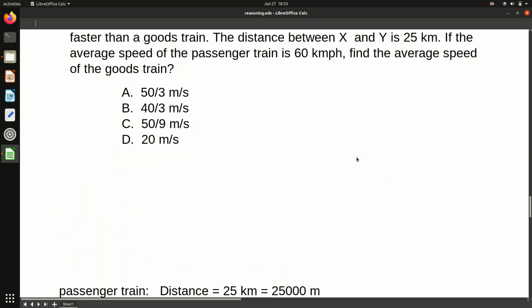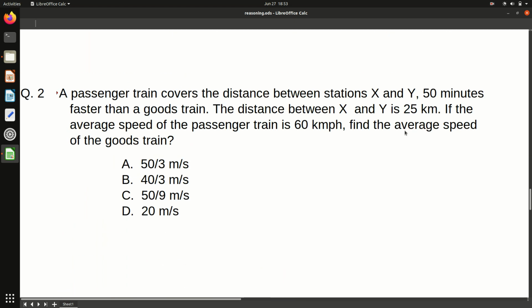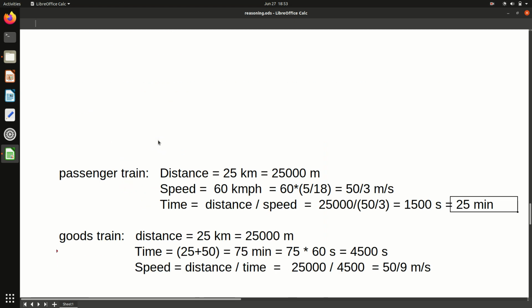Okay, now what was the question? That goods train is 50 minutes faster than passenger train. Oh sorry, passenger train is 50 minutes faster than goods train. So if passenger train covers it in 25 minutes, it means goods train will take 25 plus 50, 75 minutes. Because the passenger train is faster, it will take 25 minutes and the goods train will take 75 minutes.